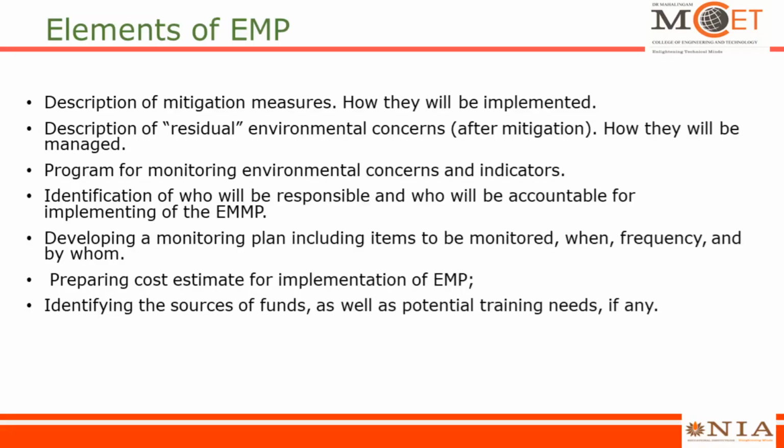Third is program for monitoring the environmental concern and indicators. Fourth, identification of the people who will be responsible for that and who will be accountable for the implementation of the EMP. Right, accountable means who is the person who is going to report to us that the plan has been implemented or it is being monitored or there are some issues with the implementation and so on.